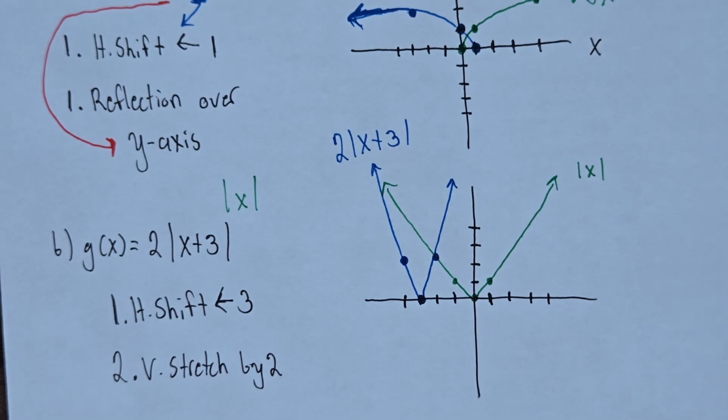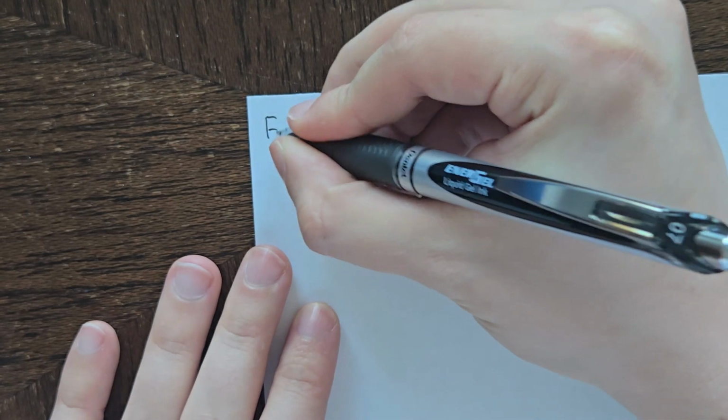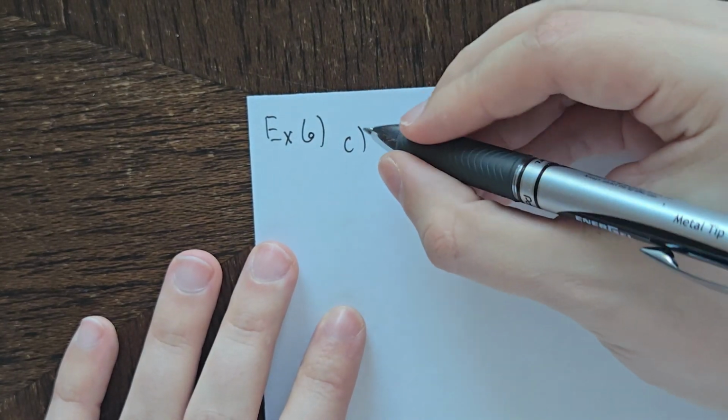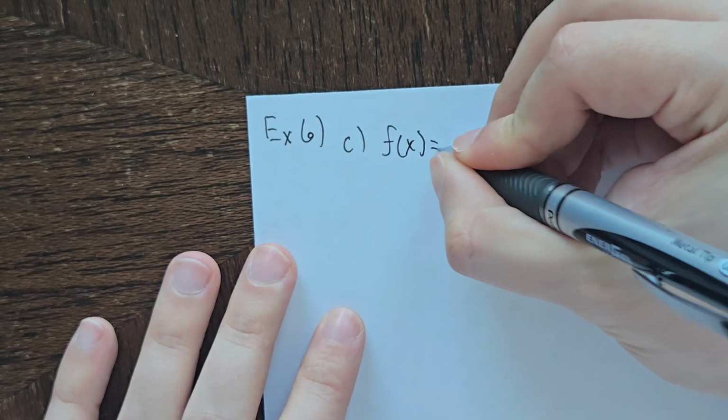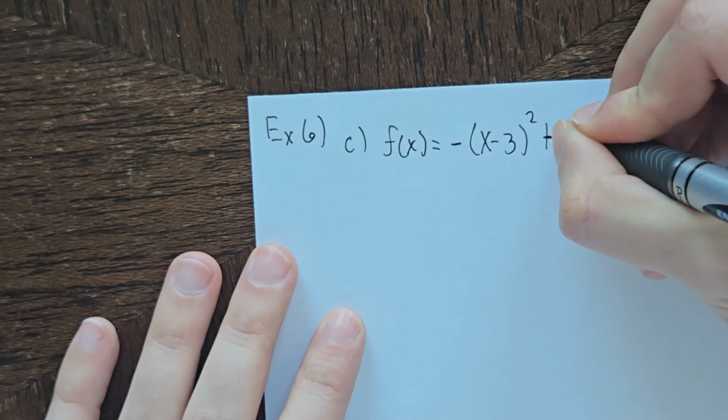Let's look at one more of these before we shift our focus slightly, okay? I'm going to move this out of the way. Example 6, C. The last one that we'll look at is f of x is equal to negative x minus 3 squared plus 4, okay?